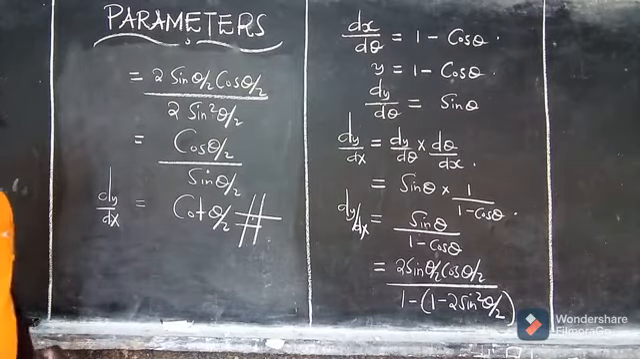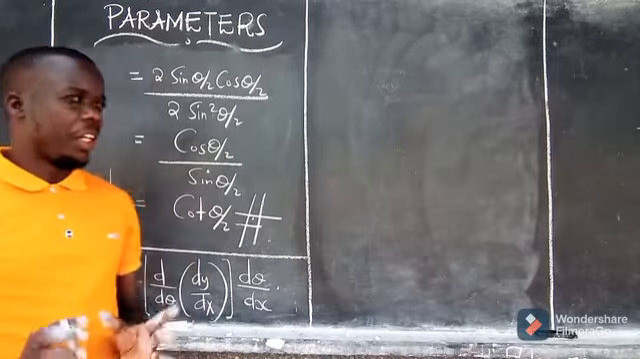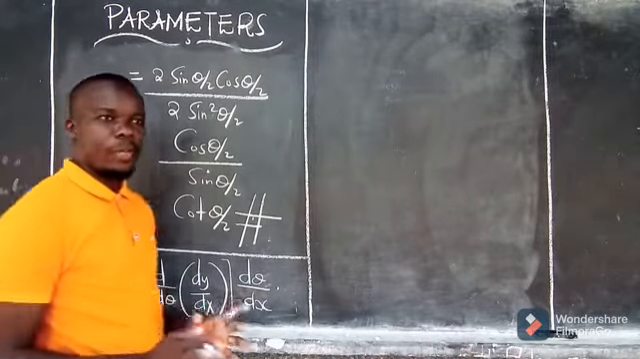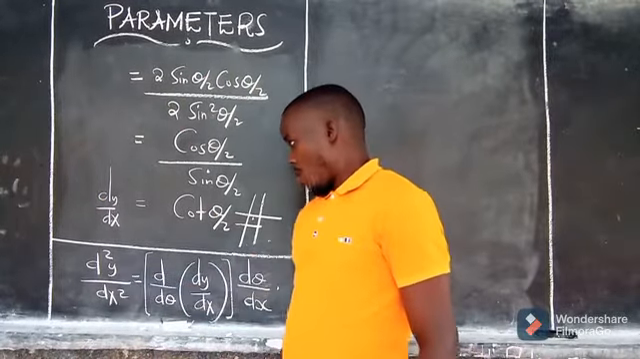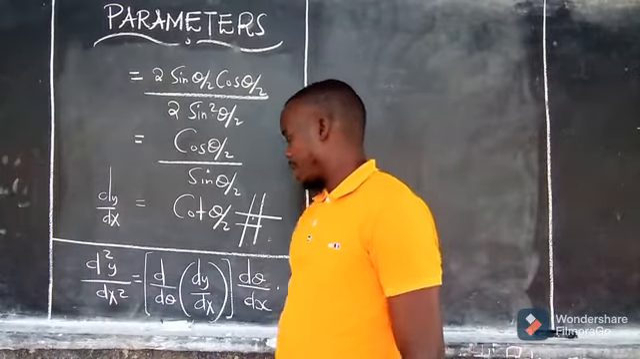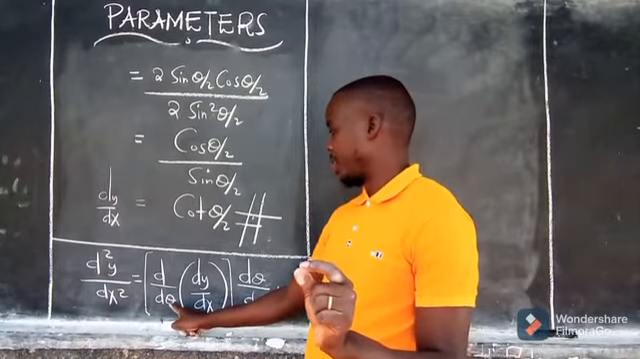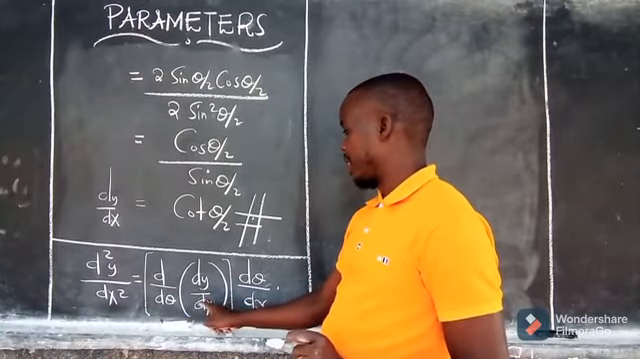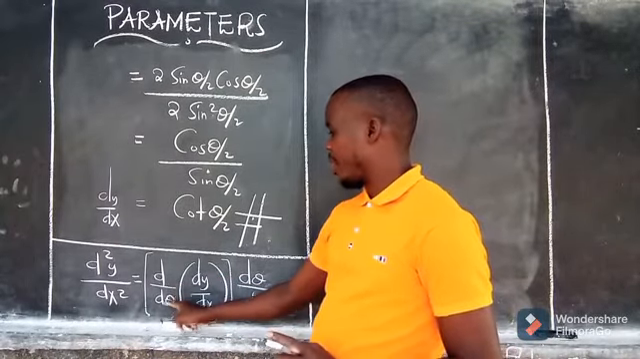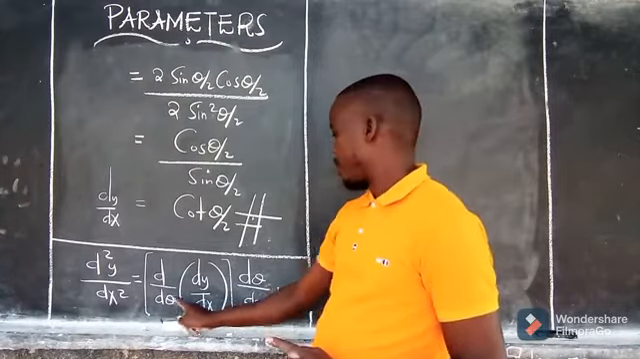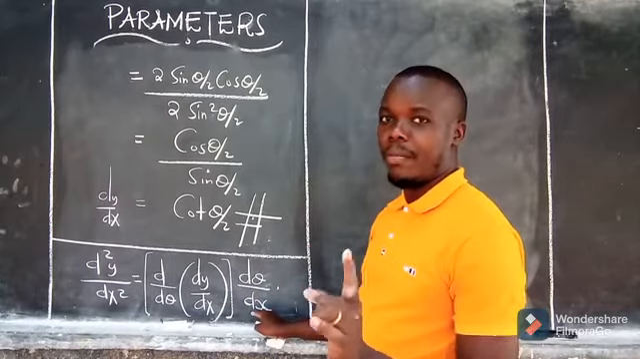Let us also try to find the second derivative. When it comes to the second derivative, especially with parameters, we have a special formula that we use. It says d²y/dx² is equal to the derivative with respect to theta, because theta is the new variable given in the question, of dy/dx. You are differentiating dy/dx with respect to theta, then you multiply the expression you obtain by dθ/dx. That is something to note carefully.